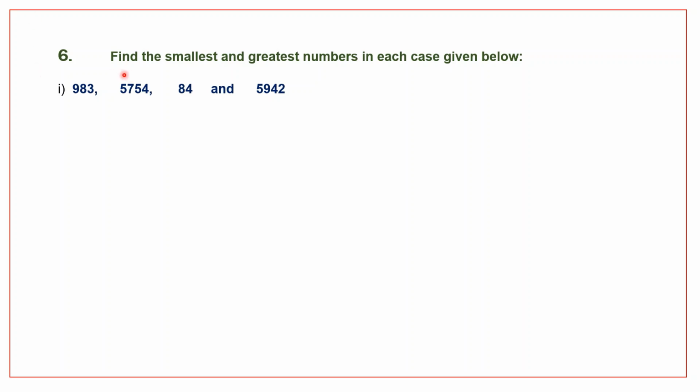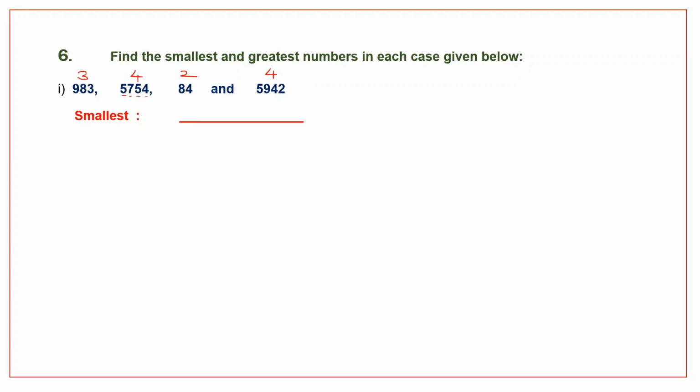Question 6. Find the smallest and greatest numbers in each case given below. So here we've been given 4 numbers. We have to look for the smallest number among these and the greatest number. So this is quite simple, isn't it? All we have to do is count the number of digits. So as you can see, the first number here has 3 digits. The second, 1, 2, 3, 4, 4 digits. This one has 2 and the last one has 4. So the smallest number will be the one with the least number of digits, and the greatest number will be the one with the most number of digits. So we'll work on that.